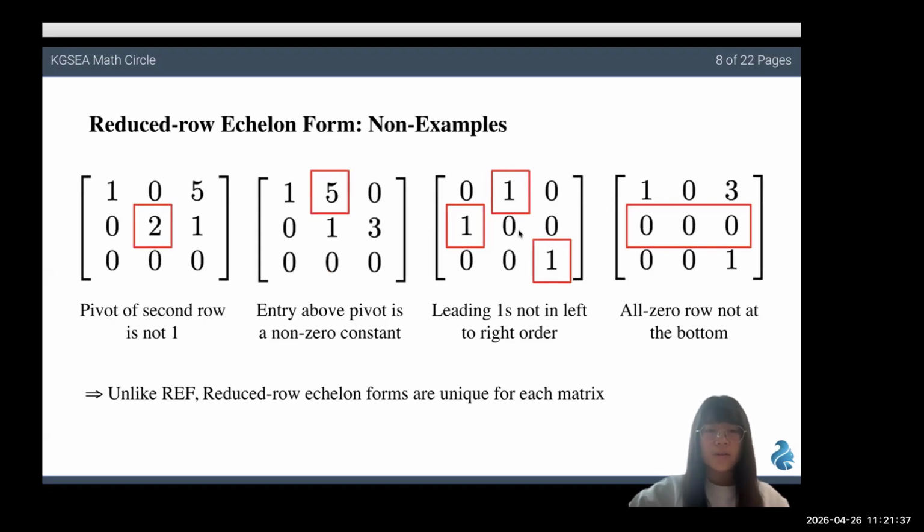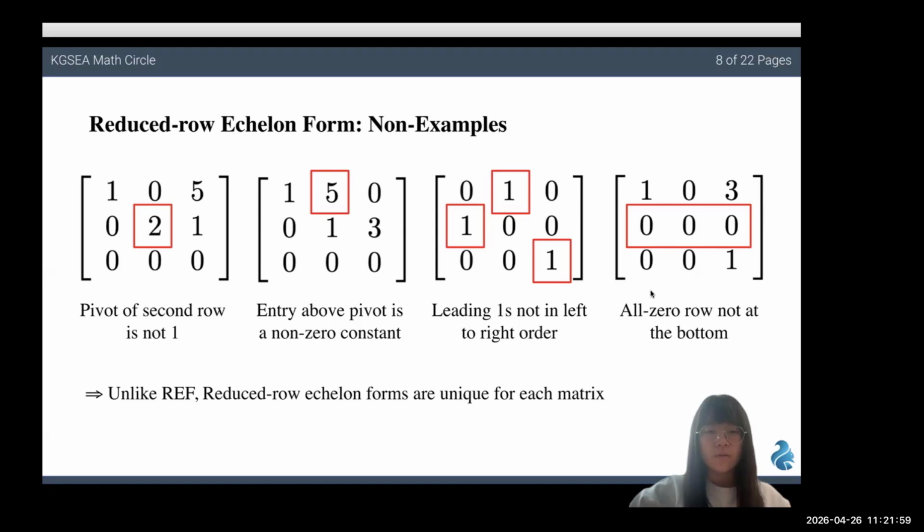The third example is not an RREF, as the rows are not ordered by leading ones, and the pivot of row 2 is on the left of row 1's pivot. The last example is also not an RREF, as the all zero row is not correctly placed at the bottom of the matrix, but instead is in between rows that have pivots.